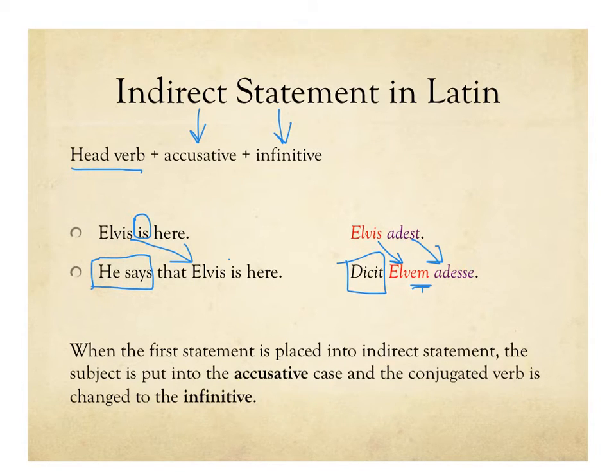The only thing that will change is the subject goes into the accusative, the verb goes into the infinitive, but we're going to have potentially a second accusative that's our direct object. Our prepositional phrases will look exactly the same. Everything else will look exactly the same. These are the two things that change.